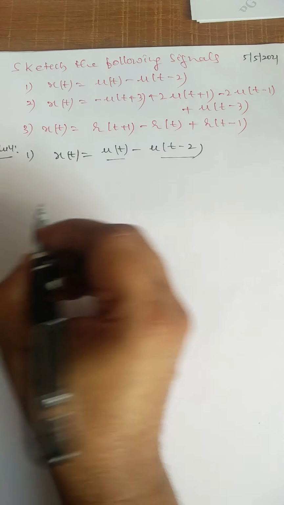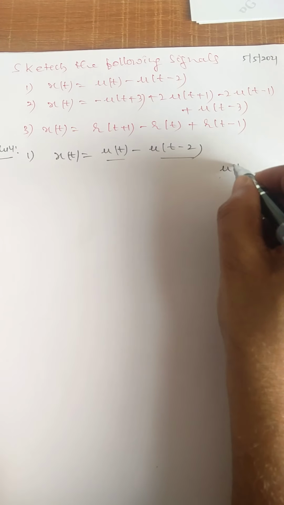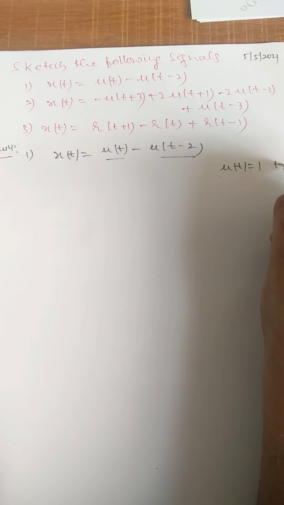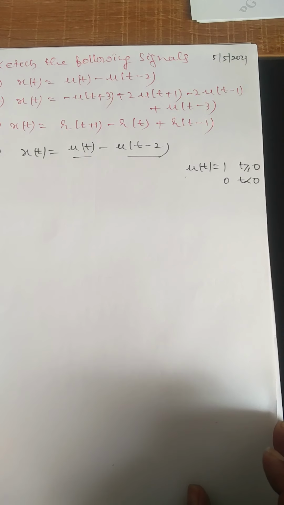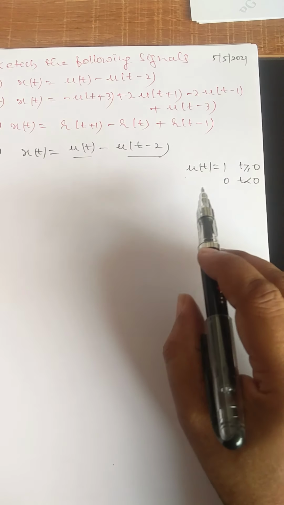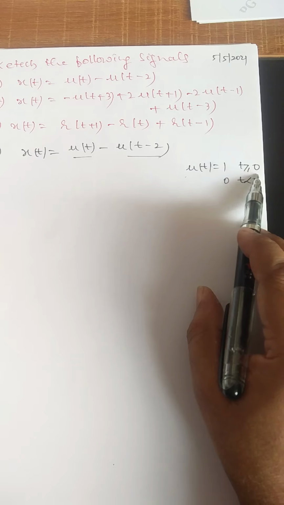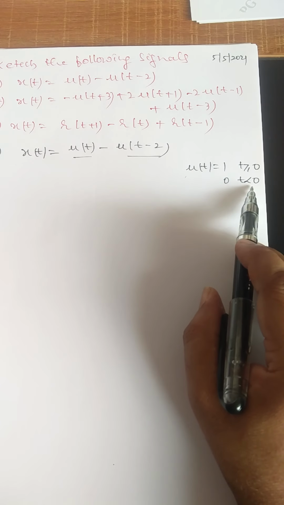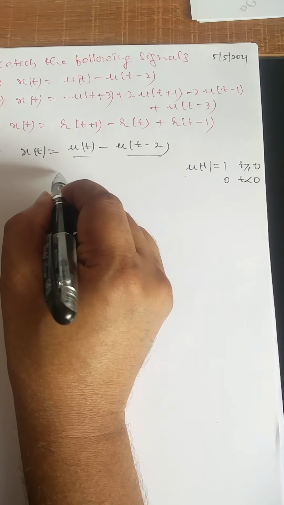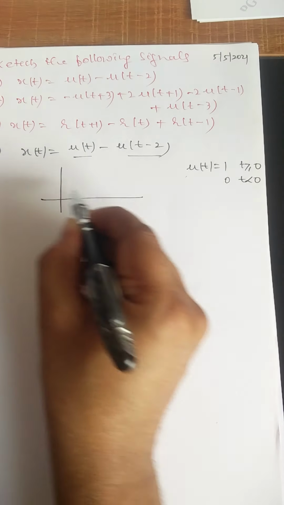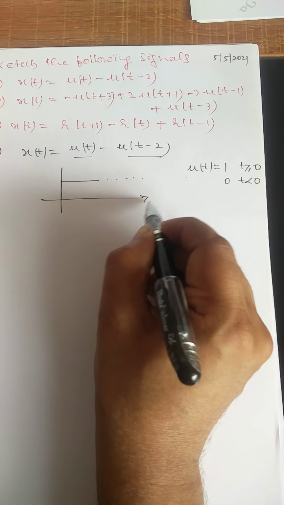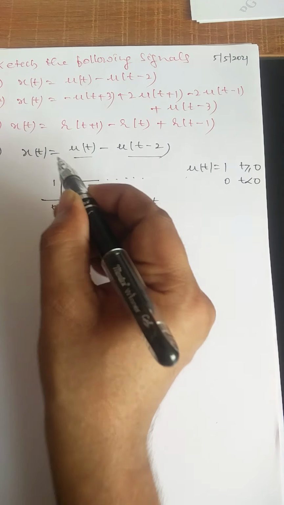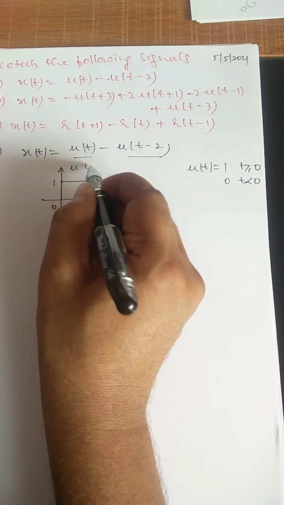What is u of t? We know that u of t is equal to 1 when t is greater than or equal to 0 and 0 when t is less than 0. This signal is represented graphically like this. Okay, this is the t, this is 0, its value is 1 when t is greater than or equal to 0.